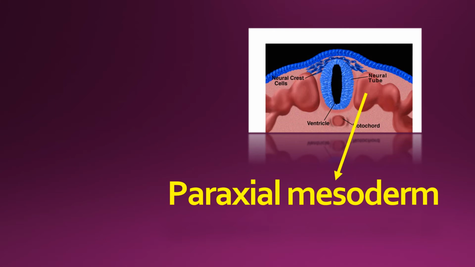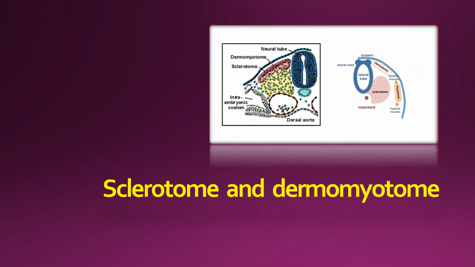Here the somite is also called the paraxial mesoderm. In this paraxial mesoderm, we can see two parts: one is the ventromedial part and the other one is the dorsolateral part. From the ventromedial part, the sclerotome is going to develop. From the dorsolateral part, the dermomyotome is going to develop.